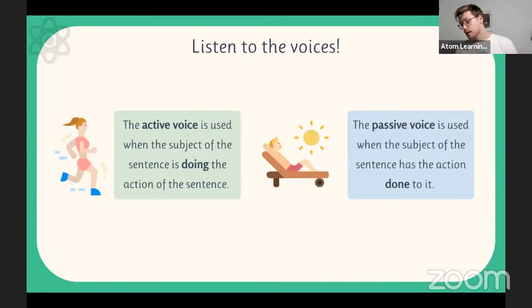Listen to the voices, because you've got to trust yourself more and listen to that voice telling you you can do it. That's the voice that we like. Sometimes there are other voices. That's okay. You need to appreciate that they're there, but don't let them control your life.